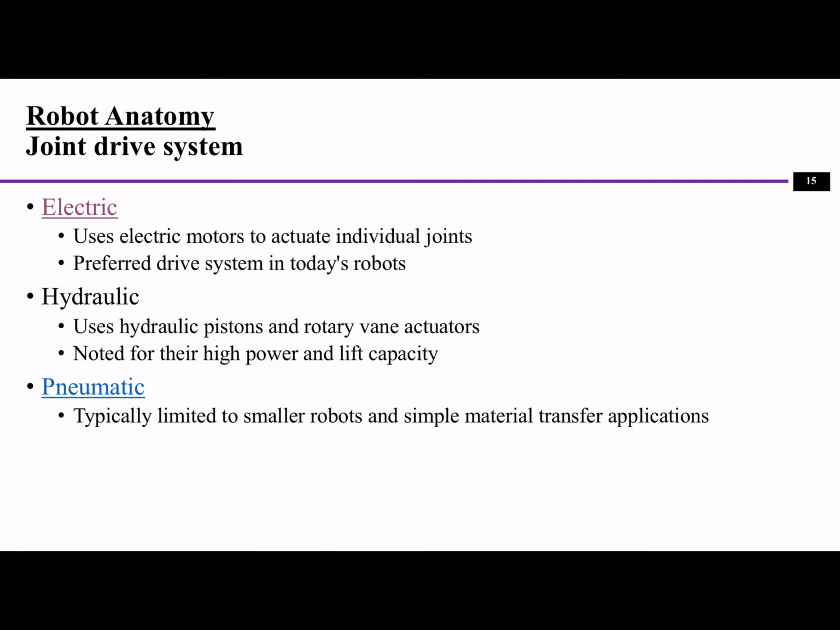So pneumatic means compressed air. As we know, the power of compressed air is actually a little bit low. So that's why those pneumatic actuators or robot drive systems can only be used in some smaller robots and some simple or small tasks that do not require a lot of power.